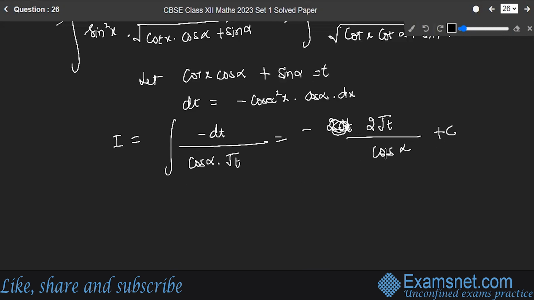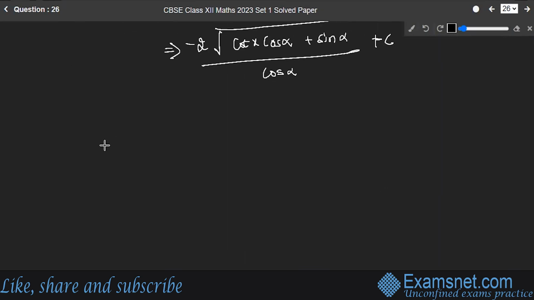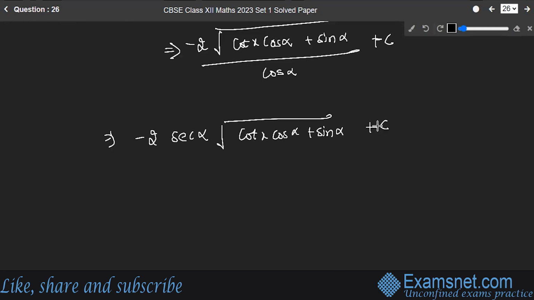Okay. So that is it. Now this is equal to minus 2, t was equal to cot x cos alpha plus sine alpha, divided by cos alpha plus c. Or this is equal to minus 2 secant alpha, I'm taking cos on the numerator. So secant alpha root of cot x cos alpha plus sine alpha plus c. So that's it. This is the answer to the question.